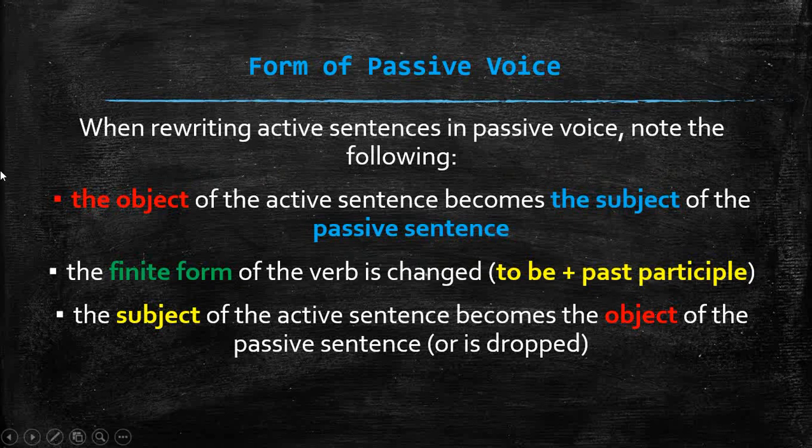Now, when we are rewriting active sentences in passive voice, note the following. The object of the active sentence becomes the subject of the passive sentence. The finite form of the verb is changed to the verb to be and the past participle. And the subject of the active sentence becomes the object of the passive sentence, or is dropped or erased.